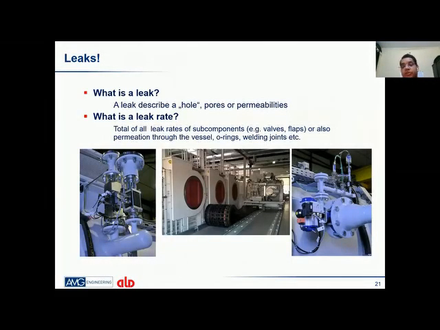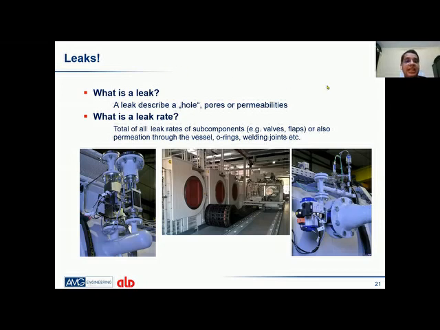Then another very important term: what is the leak and the leak rate, which actually defines the health of the vacuum furnace. It also defines how well you are maintaining it, what the different parts are, and how good the quality is that we are getting from the vacuum furnaces. So a leak is nothing but a hole or permeability from a vessel shell.